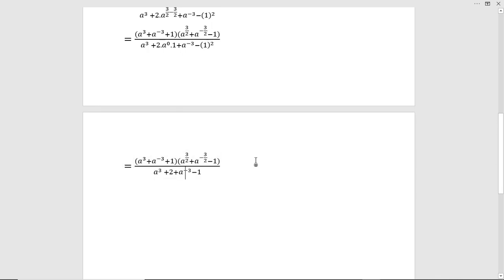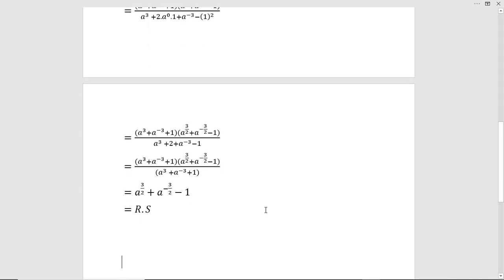So from this line we can write this. As the denominator we get a cube plus a to the power minus 3 plus 1. So which is a common factor in the denominator and numerator. So we will cross this out and we will get a to the power 3 by 2 plus a to the power minus 3 by 2 minus 1, which is the right side. So this was our proof.